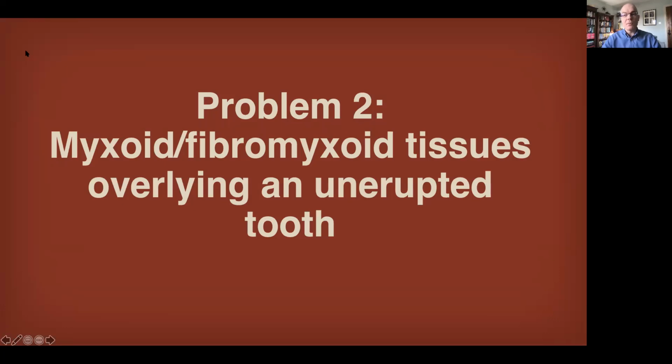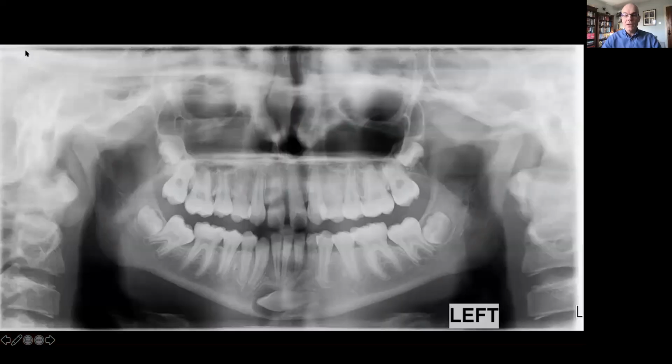Problem 2, what about the fibrous connective tissue, the myxoid, fibromyxoid tissues associated with an unerupted tooth? Here we have a lesion in this panoramic radiograph associated with an unerupted and displaced mandibular canine tooth. There is an expansion of the space round about the tooth, it is radiolucent.